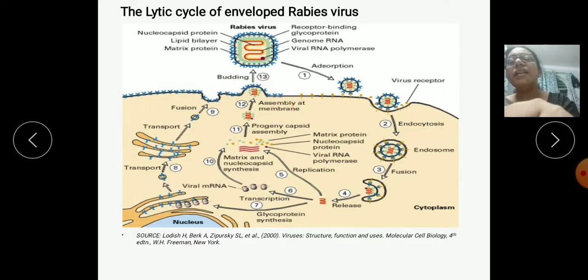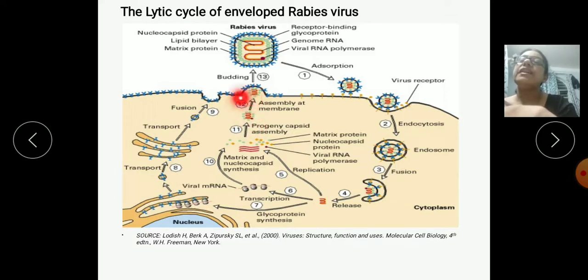Now the other mRNA, what do they do? They further go into replication and form the matrix protein or the nucleocapsid protein and the viral RNA polymerase. Now all these things that are formed assemble together and form a new nucleocapsid, which is called the progeny capsid. This assembled progeny capsid now goes towards the cell membrane.